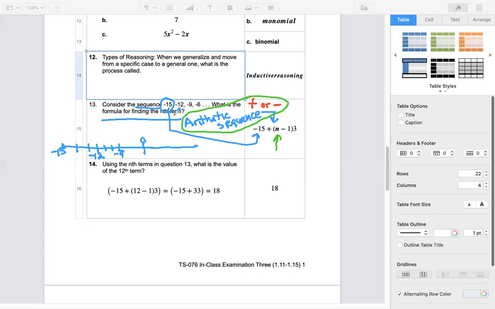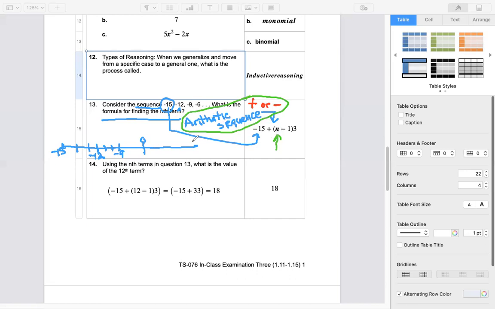In question number 13 here, it says, what is the formula? They're not asking you to find a term. They'll do that in the next question. They're just asking you, look at the sequence and figure out what kind of a sequence it is, write out the formula. What is the formula for an arithmetic sequence, okay?